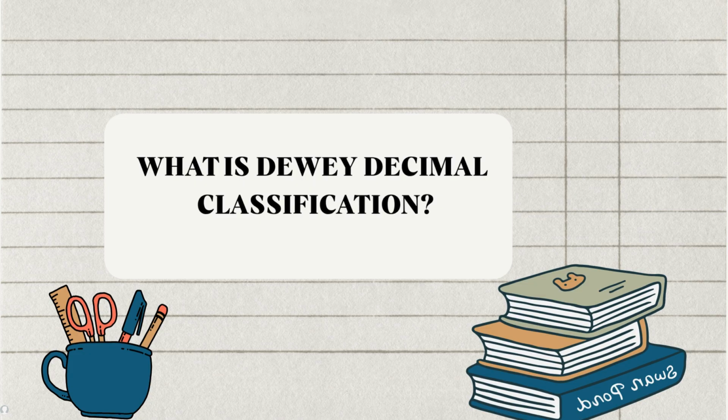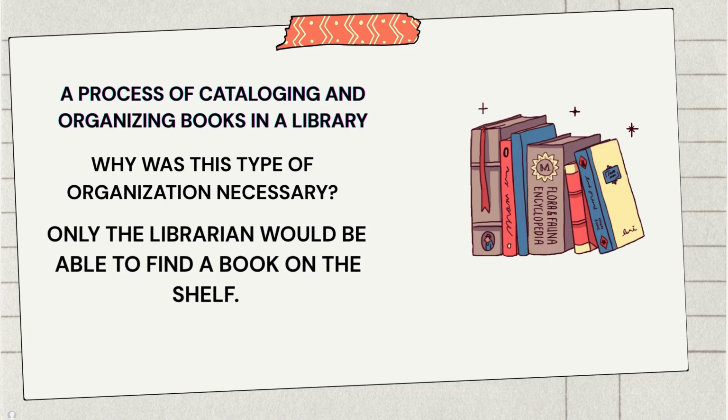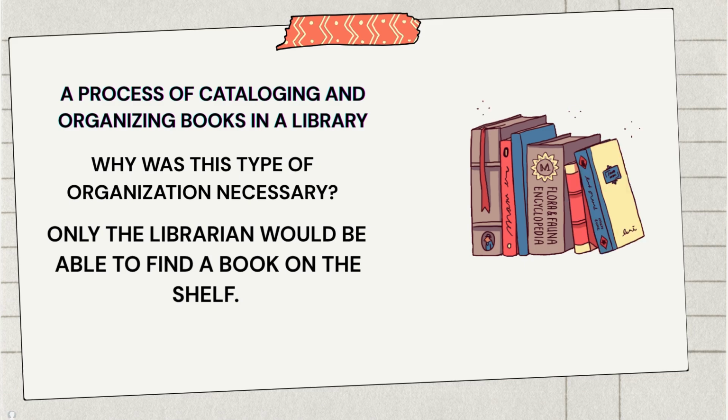What is Dewey Decimal Classification? The Dewey Decimal Classification System, or DDC, is a process of cataloging and organizing books in a library.